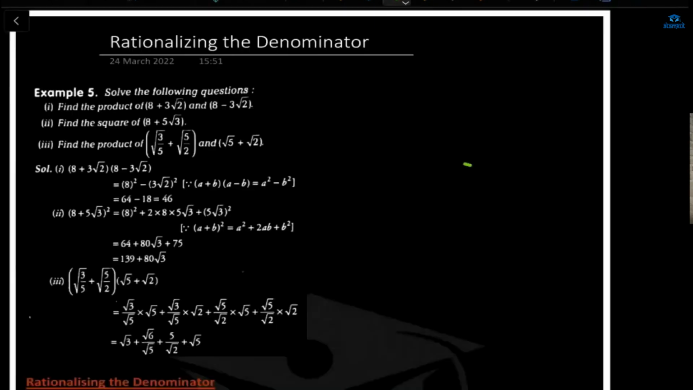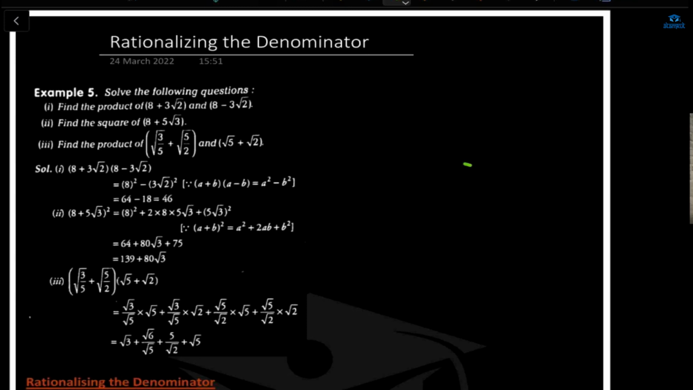Now, rationalizing the denominator. How are we going to rationalize the denominator? For rationalizing the denominator, we multiply with its conjugate. Or if there is a root in the denominator, if root 2 is there, we multiply and divide both by root 2 so that we can rationalize the denominator. Now let's see some of the questions here.